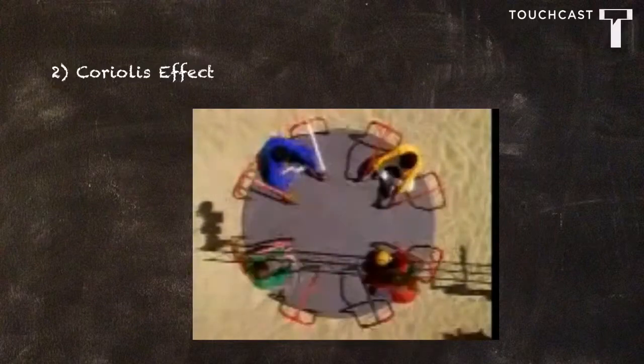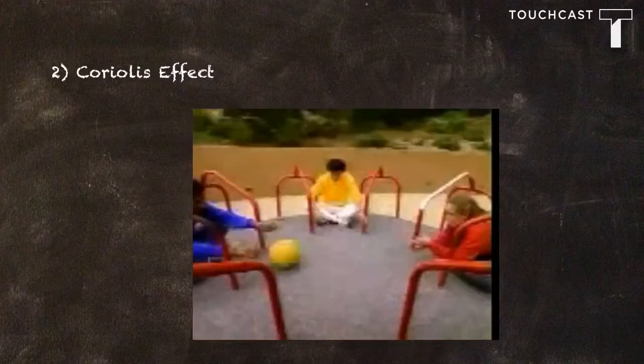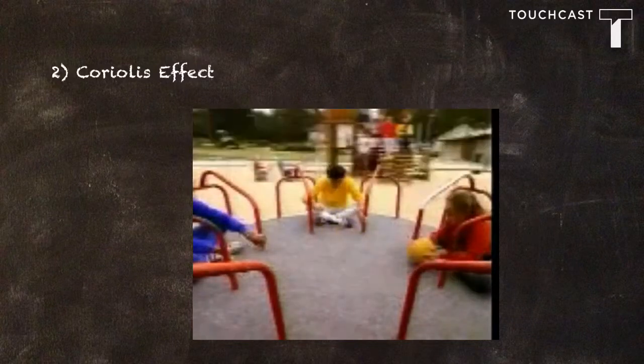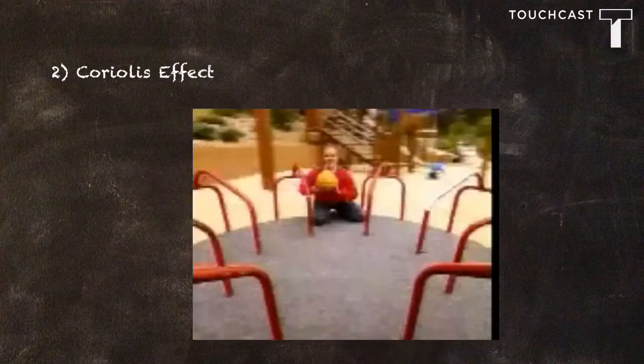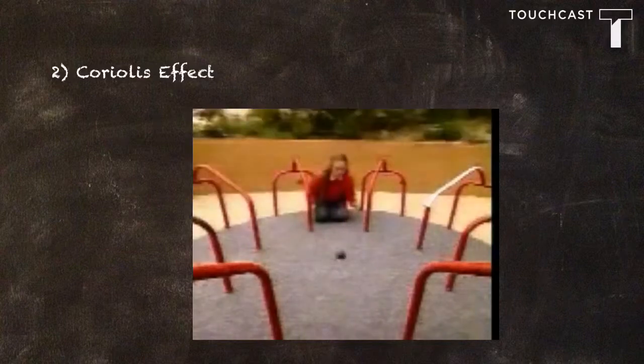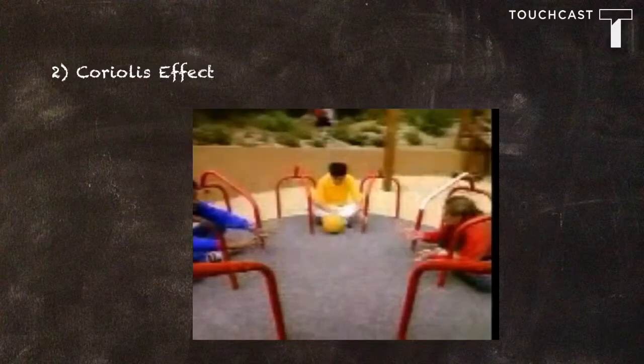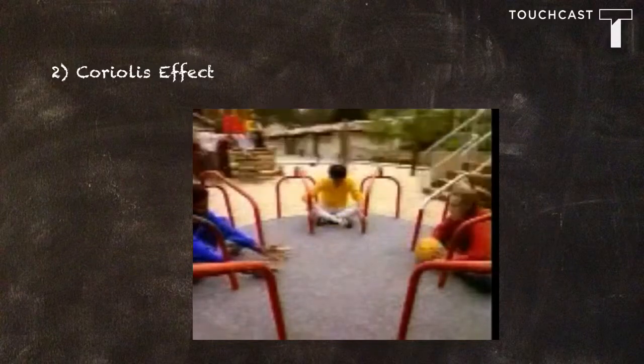The path of the ball appears. To an observer above the merry-go-round, the path of the ball appears straight, while to someone sitting on it, the ball appears to curve to the left. This exemplifies the Coriolis force, whereby, to an observer on the rotating Earth, the path of an object appears to be deflected, and this is a result of the Earth's rotation.